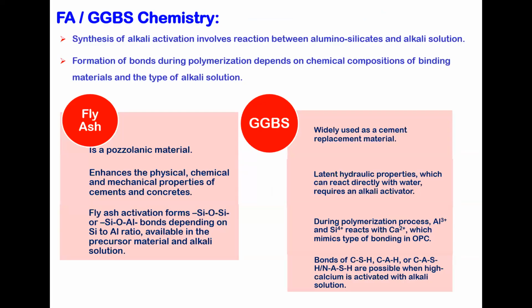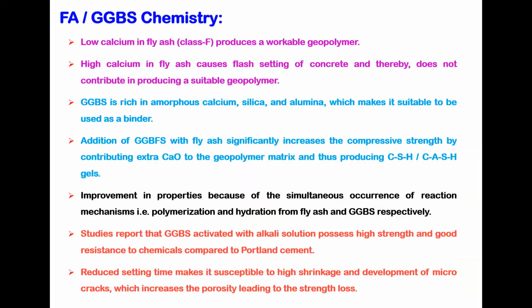This I will skip because these are the results I'm going to talk about in my subsequent slides. So we try to develop some kind of geopolymer concrete using the combination of fly ash and GGBS. If you look at the fly ash, it is used as a pozzolanic material, but GGBS is used as a replacement for the cement. But they have some contrasting properties.